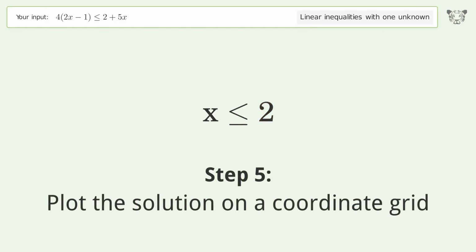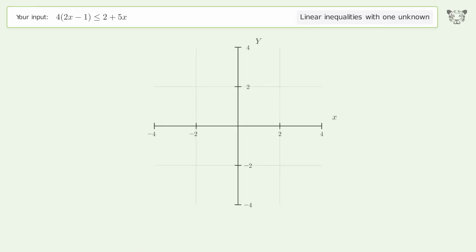Plot the solution on a coordinate grid. And so the final result is x equal or smaller than 2.